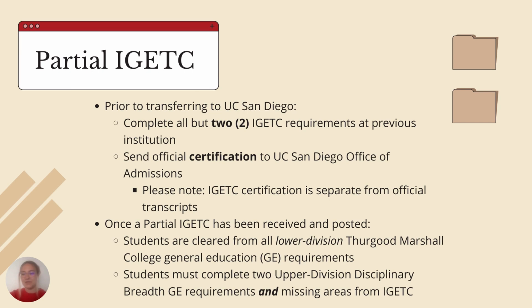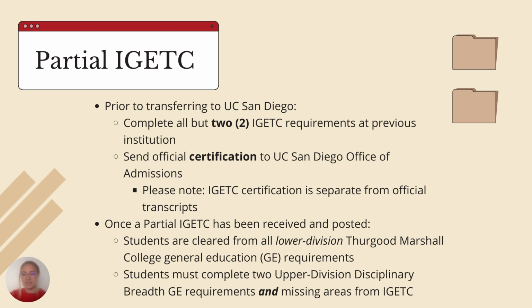If you transferred from a California community college and followed IGETC but did not complete all of the requirements, you may have partial IGETC status. To qualify for partial IGETC, you can be deficient no more than 2 requirements prior to transferring to UC San Diego. Be sure to have your official partial IGETC certification sent directly to the UC San Diego Office of Admissions. As a reminder, this certification may be separate from your course transcripts.